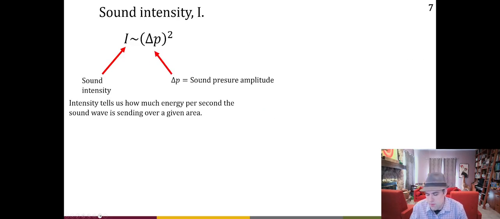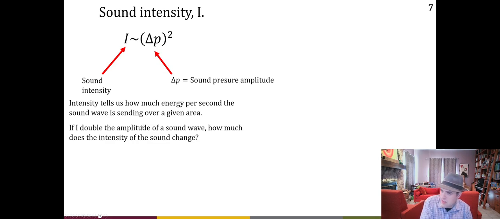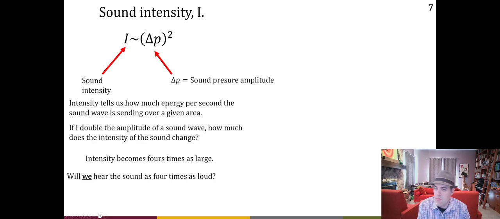Sound intensity. Sound actually transfers energy, and the intensity of the sound, the symbol I, tells us how much energy per second the sound wave is sending over a given area. That intensity is proportional to the sound pressure amplitude squared. For example, if I were to double the sound pressure amplitude of a sound wave, by how much larger is the intensity going to change? Well, if I double this amplitude, it's squared, so it's going to make it 4 times as large, because 2 squared is 4.